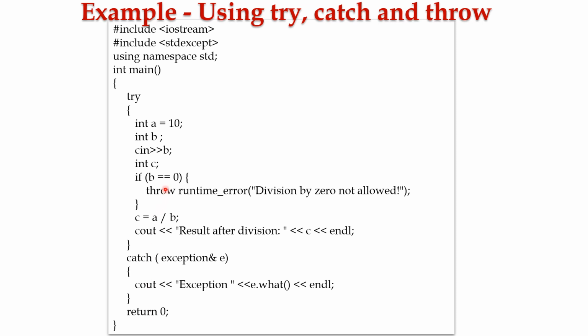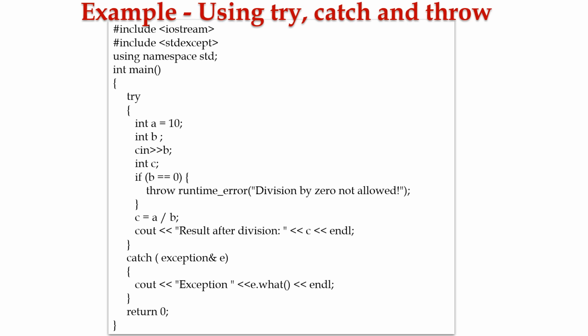Now let's move to the next case, that is, if b is not equal to 0, then it executes the statement c is equal to a divided by b. And using the cout statement, it displays the message "result after division" and the value of the variable c to the user. Since no exception is detected and thrown, the control goes to the statement immediately after the catch block. That is, it skips the catch block and executes the return 0 statement, which implies the successful execution of the code.